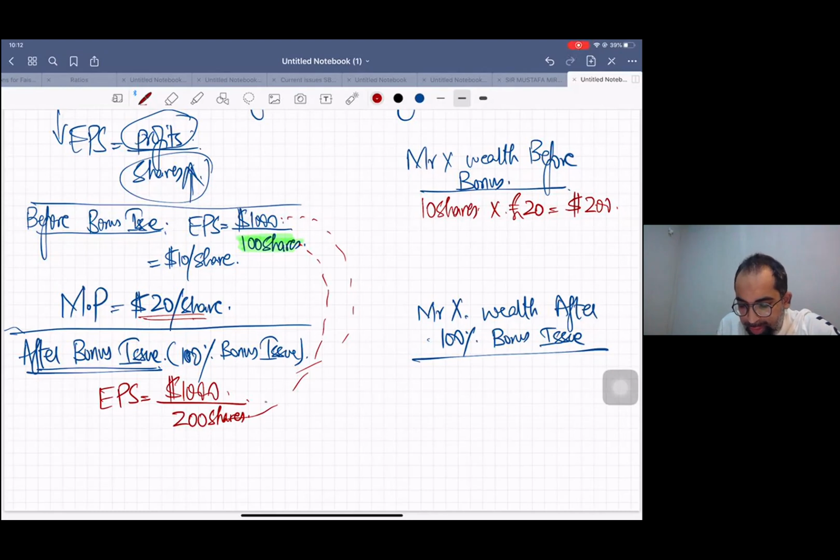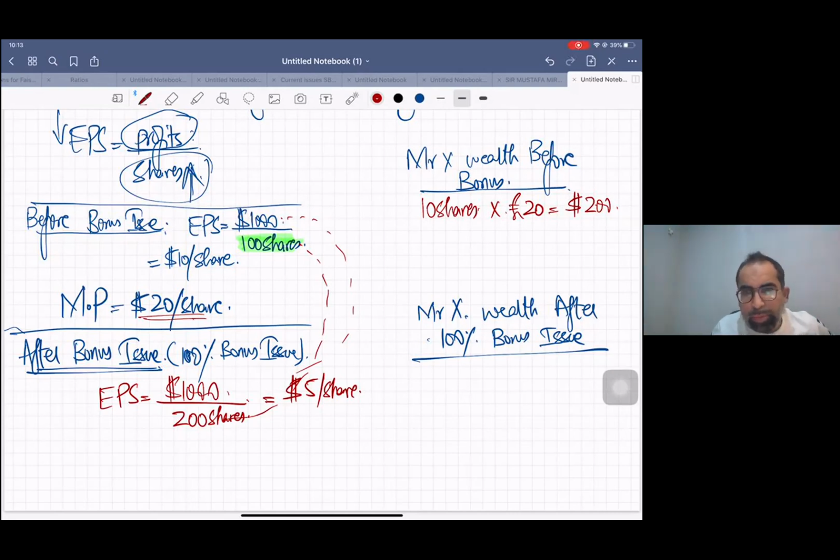So now what's the effect on EPS? Open your eyes. The 1000 numerator remains the same, but the denominator gets doubled. So EPS will be $5 per share. Now I have already told you in the beginning of this question that we are in a stable market right now. Assuming we are in a stable market, the market price will follow the EPS.